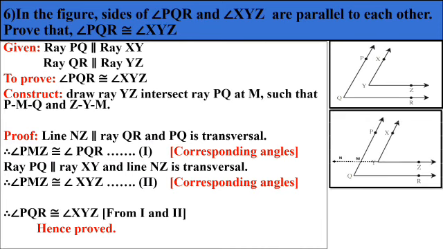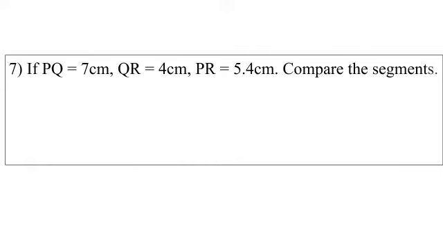So here the figure is given. This figure we have to draw. Okay. Now the next one: PQ is given as 7 cm, QR is given as 4 cm and PR is given as 5.4 cm. Compare the segments. We can compare the segments by the given lengths.